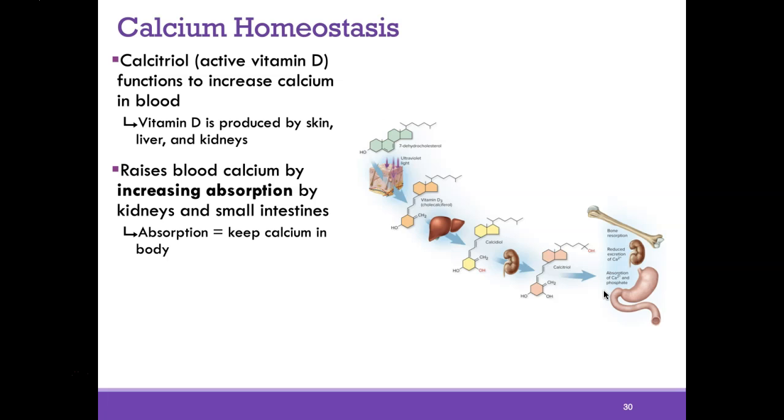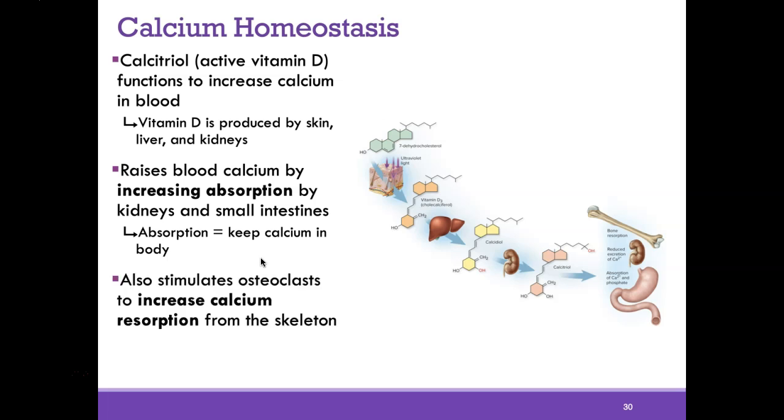Right? So calcitriol goes to the small intestines and says, okay, do not let it be excreted. Keep it inside the blood. Keep it in the body. Same idea at the kidneys. It's telling the kidneys, do not let the calcium be eliminated in the urine. Keep it in the body, right? So absorption means keep it in the body, and that's what calcitriol is doing.